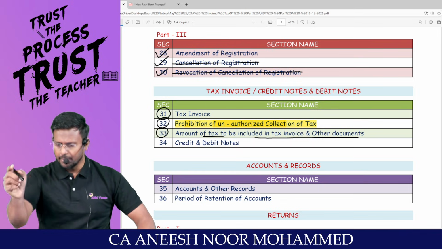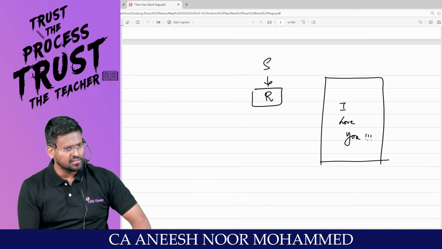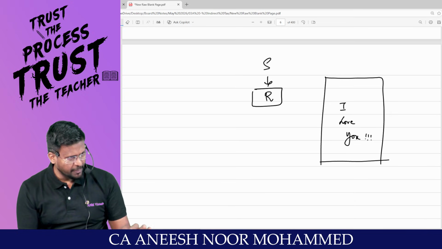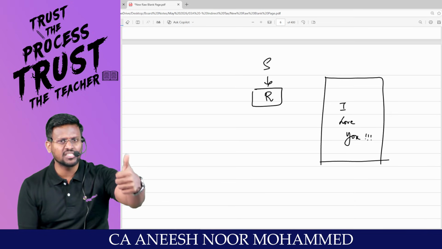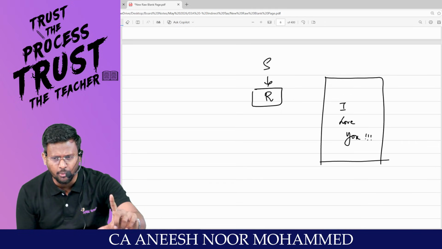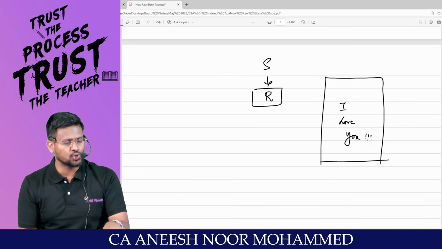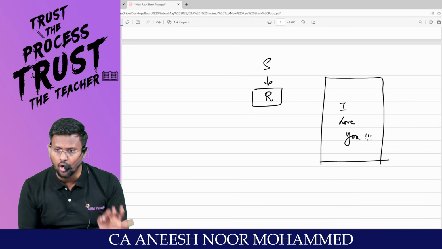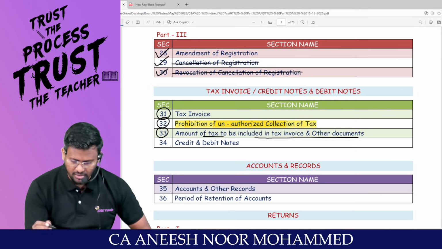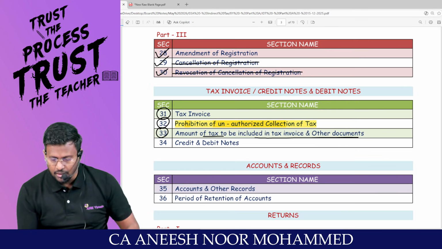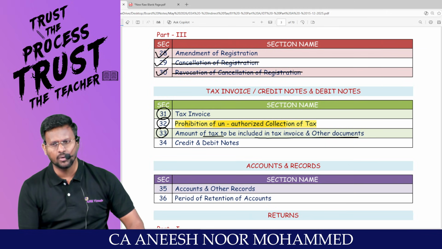Tax invoice. That means the tax invoice should specifically show how much is the amount of CGST, how much is the amount of SGST, or how much is the amount of IGST. And my dear lovable students, what is the rate of CGST, SGST or IGST? That's Section 33, amount of tax to be included in the tax invoice and other documents. Are you all with me?